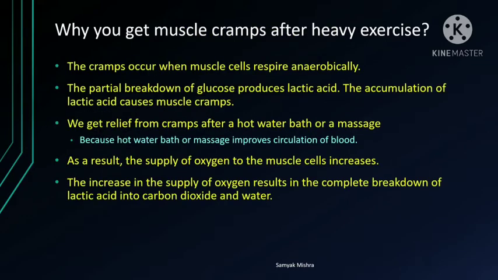Why do you get muscle cramps after heavy exercise? The cramps occur when muscle cells respire anaerobically. The partial breakdown of glucose produces lactic acid. The accumulation of lactic acid causes muscle cramps.